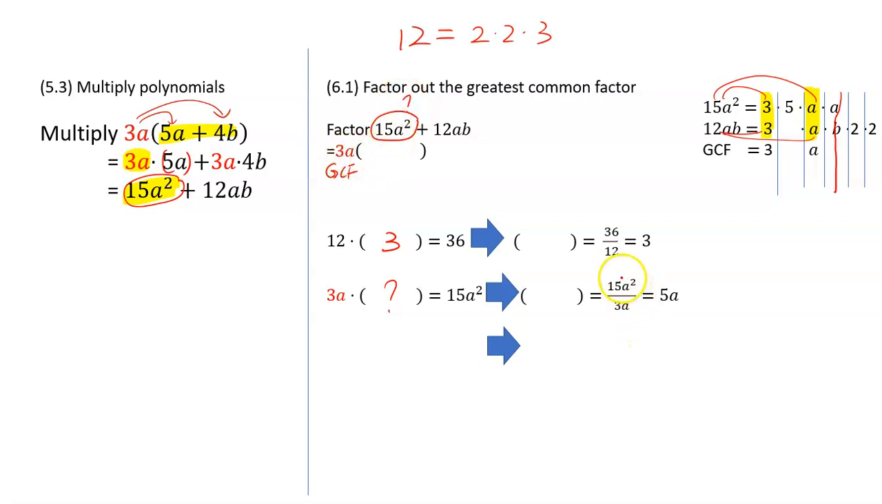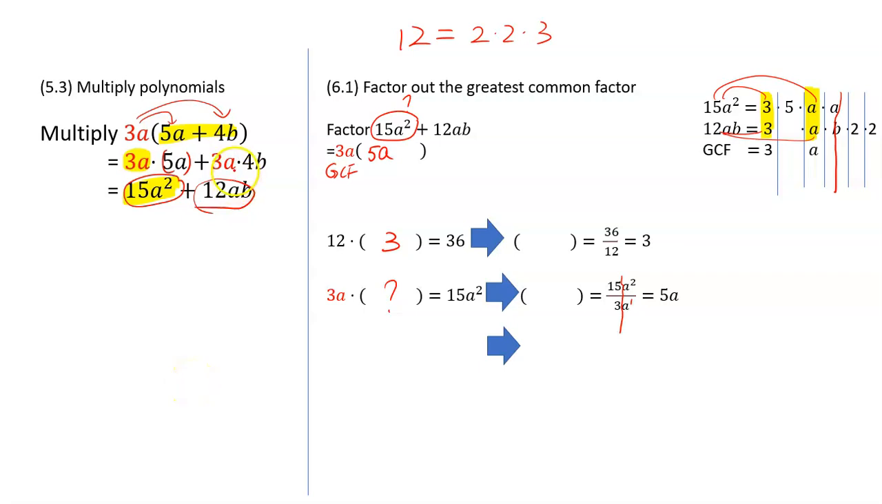And we learned how to divide monomials before, so we divide 15 by 3 to get 5, a squared divided by a to get a. Subtract exponents, 2 minus 1 is 1. So now we figured out 5a. Again, 3a times what is 15a squared? That's 5a. Similarly, let's see what will give us that. How did we obtain this 12ab?